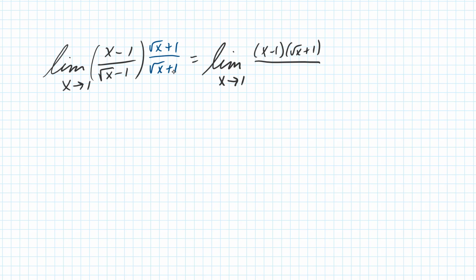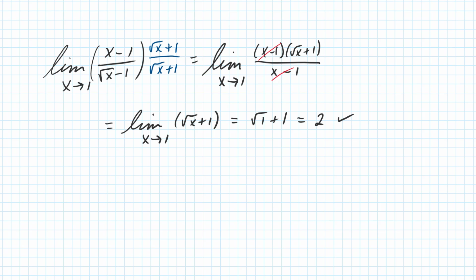And when you multiply these two binomials out, you'll get x minus 1 on the denominator. Okay, so notice here then that the x minus 1 factor cancels, and that's the indeterminate part. And that'll leave us with the limit as x approaches 1 of the square root of x plus 1. Okay, so now when we do the direct substitution, plugging in x equals 1, we'll have square root of 1 plus 1, which is 2, and that is the limit.